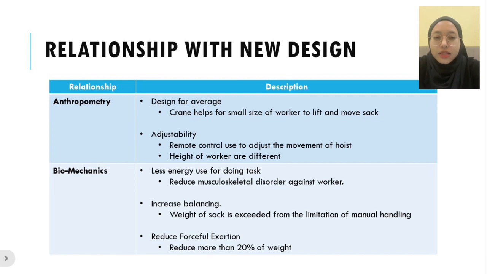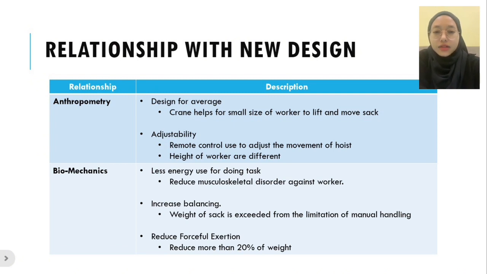Next is the relationship based on anthropometry, biomechanics, and physiology. For the anthropometry, it is designed for the average. The crane helps a small-sized worker to lift and move sacks from one place to another, and it is adjustable because the remote control is used to adjust the movement of the hoist, because the heights of workers are different.